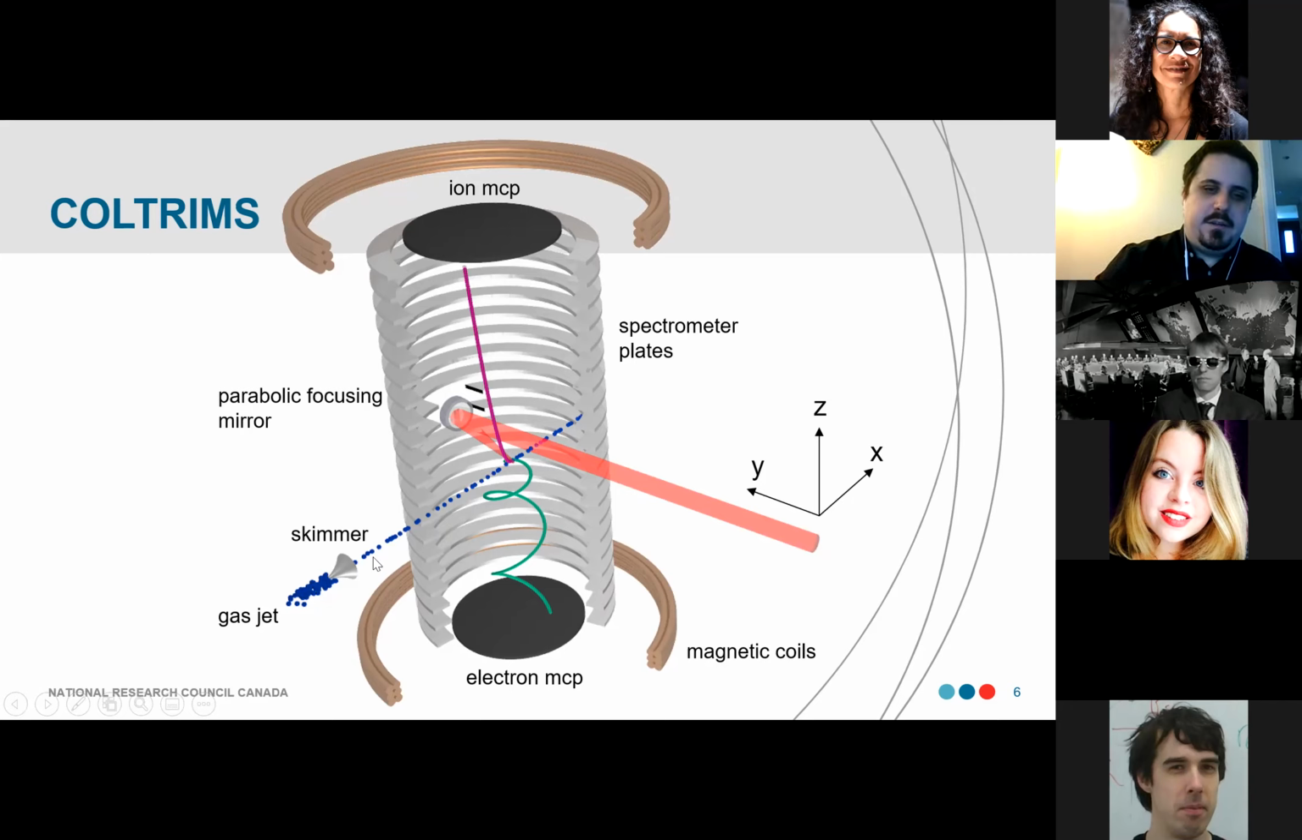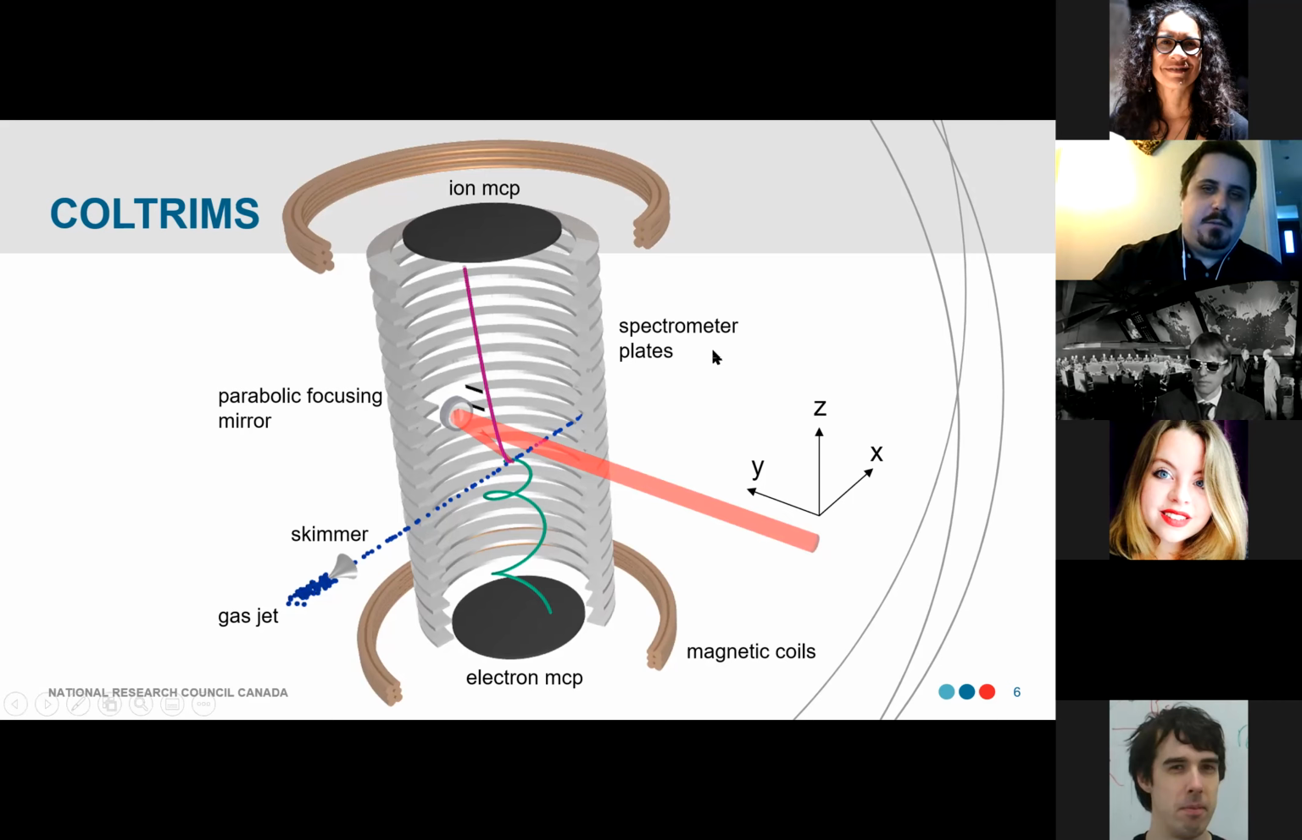So when you've aligned the gas jet and the laser so that they intersect in the focus, the target will be ionized usually by tunnel ionization. So in this case, we're going to be left with a positive ion and a negative electron.